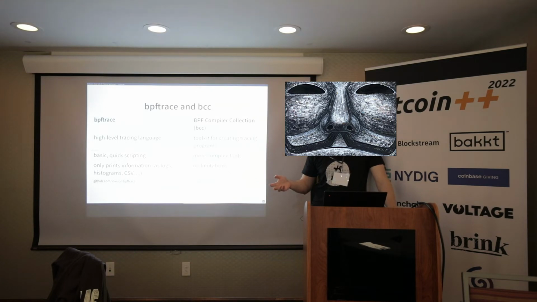Then on the other hand, we have the eBPF compiler collection, BCC. That's more like a toolkit that we can use to build really complex tracing programs. I've used that in Python and in Rust, and you can use it in C++ and Go and so on. And you can build tools and things that pass, for example, data into message queues and so on with that.